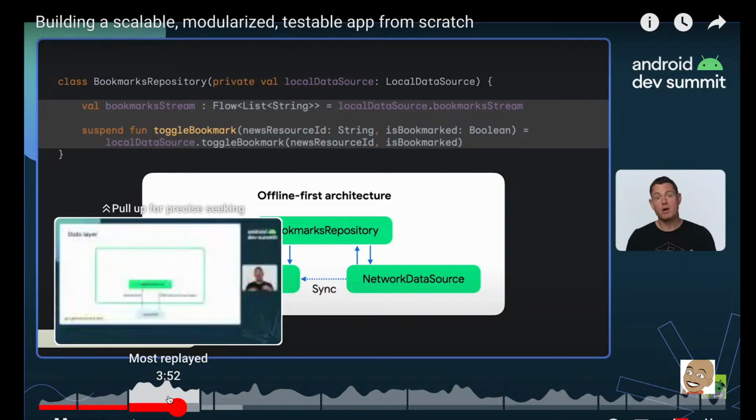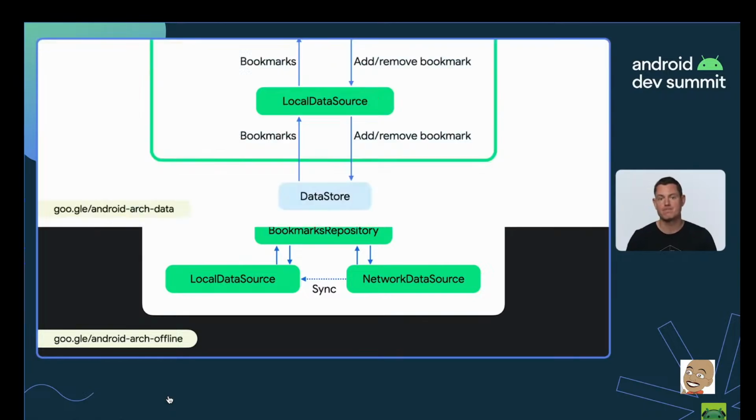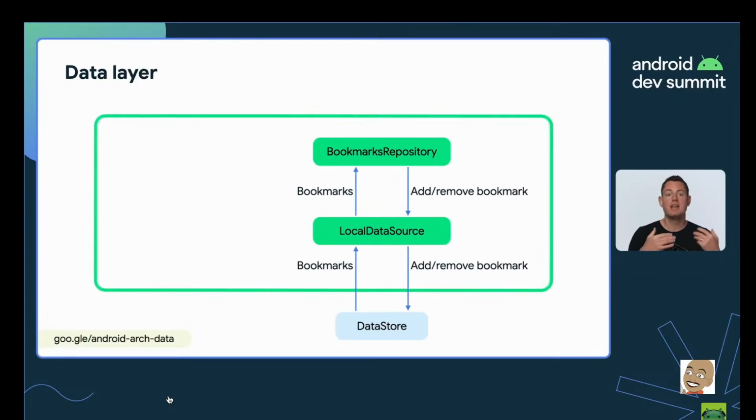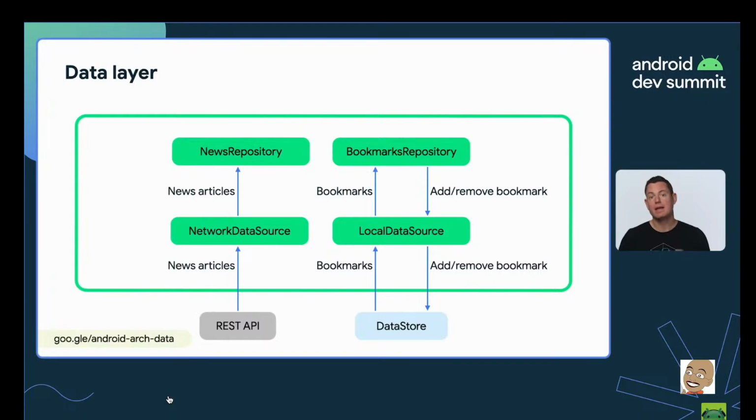A common example is an offline first feature which pulls data from a network data source, then synchronizes it with a local data source. We also need some news articles to display, and obtaining these can be implemented in much the same way. The only difference being that the data comes from the network rather than being stored locally. We can add a network data source to pull news articles from a REST API, and a news repository to expose those news articles to the UI layer. It's good practice to have a repository for each type of data in your app.